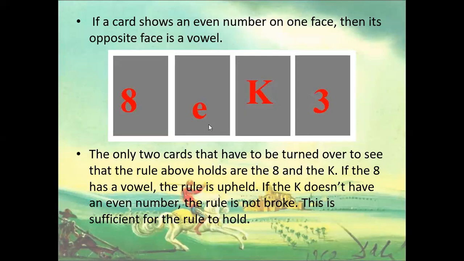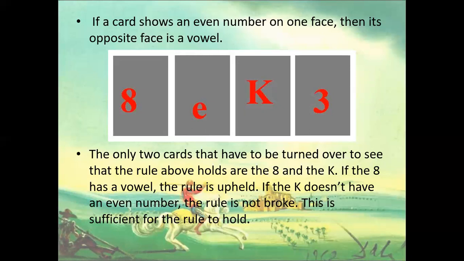Okay. If a card shows an even number, then its opposite faces a vowel. I have a vowel, and then I conclude that I must therefore have an even number. In the same way, I am in France, therefore I must be in Paris. No, it's not necessarily true. I might be in Paris, but not necessarily. Okay, so keep that in mind.